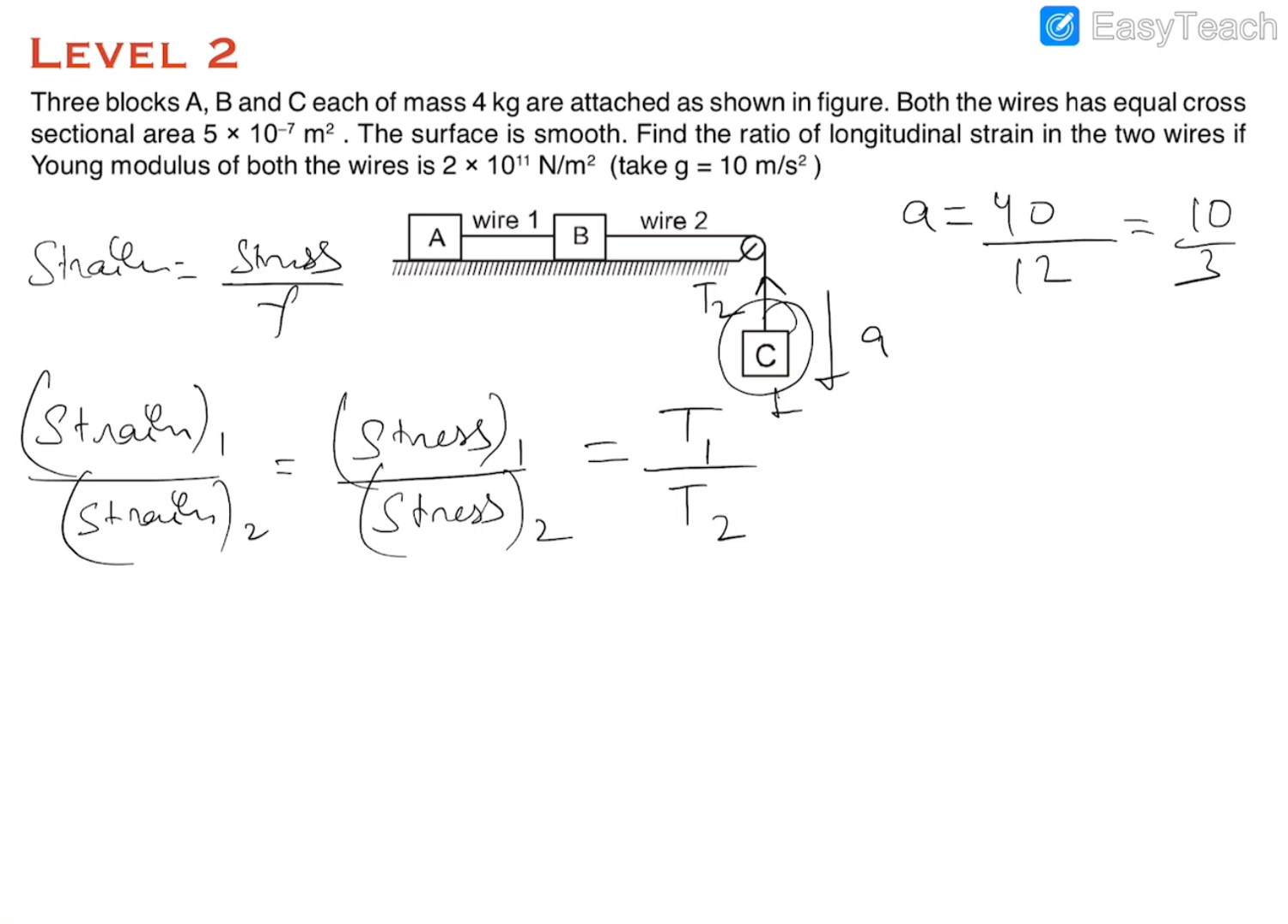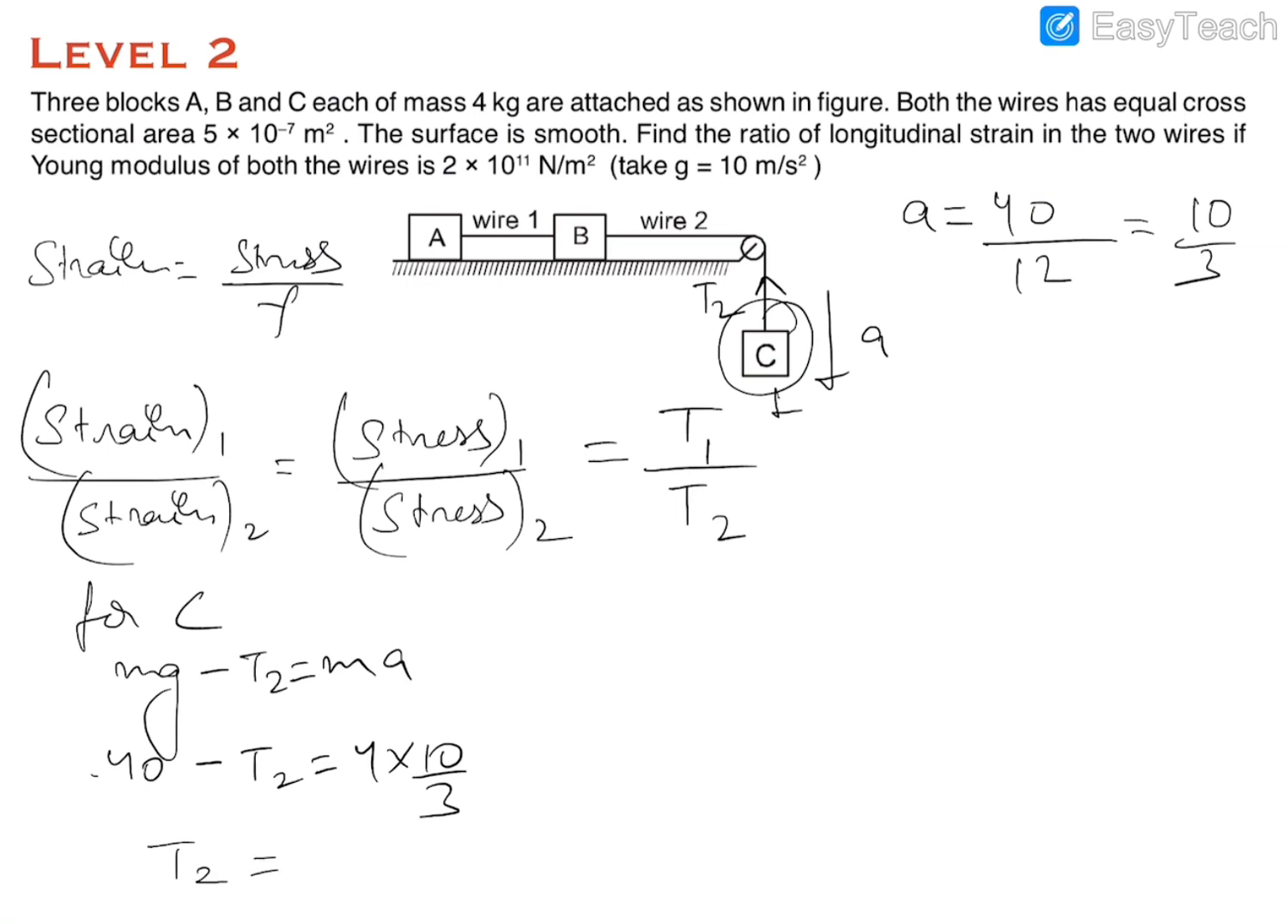Okay, so let us find out the tension in wire 2. This is T2. For T2, we can see the free body diagram for C. For C, the equation will be mg minus T2 is equal to ma. And mg of C is 40, minus T2 is equal to 4 into 10 by 3. So T2 will be equal to 40 minus 40 by 3, so it is equal to 80 by 3.